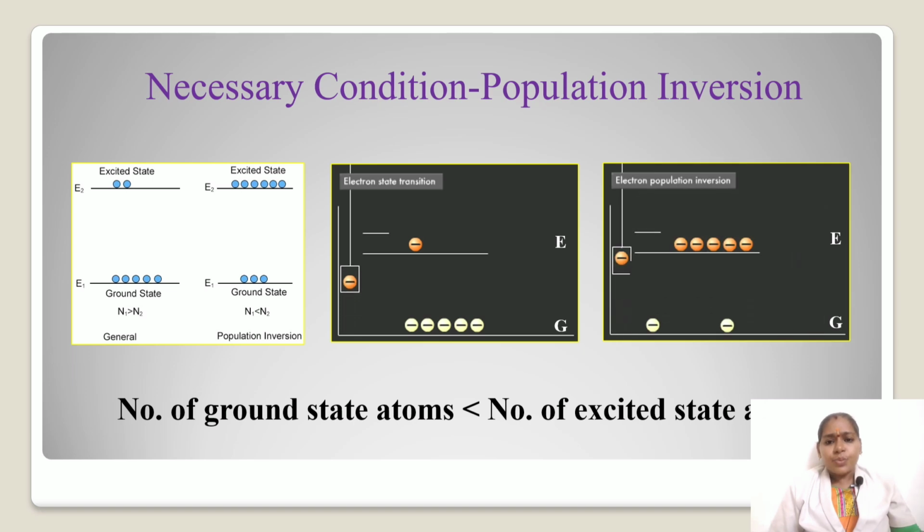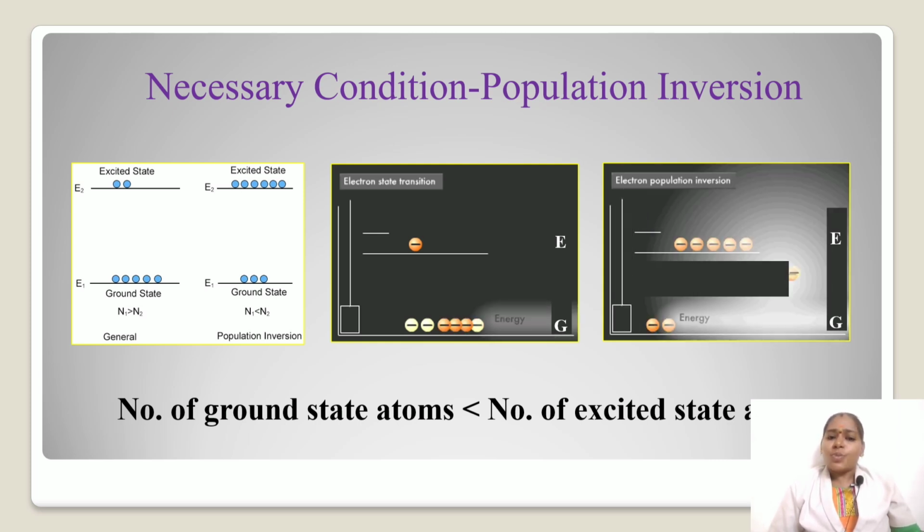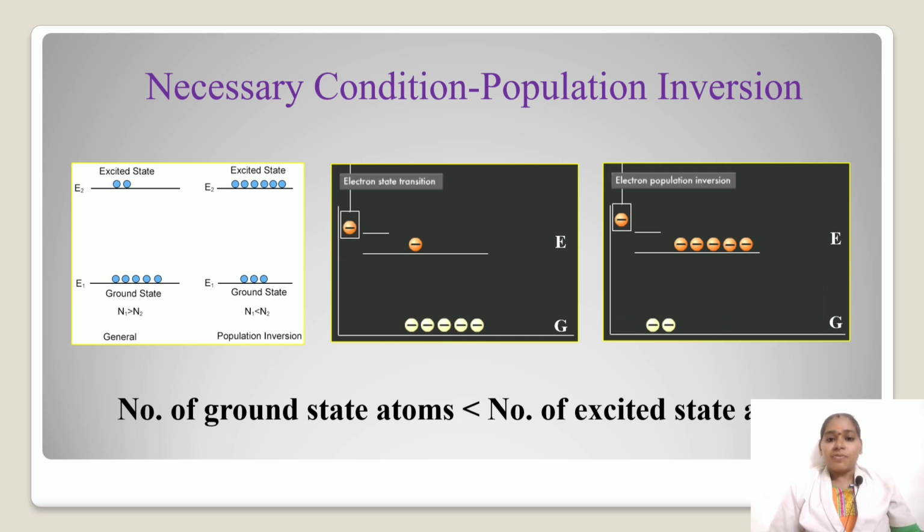But we need more atoms in the excited state. If more atoms are present in the higher energy level, they can easily be stimulated and emit 2 photons. So a larger number of emitted photons form and are strongly produced as a laser beam. So the state of achieving more atoms in the higher energy state than the lower energy state, it means N1 lesser than N2, is called population inversion.